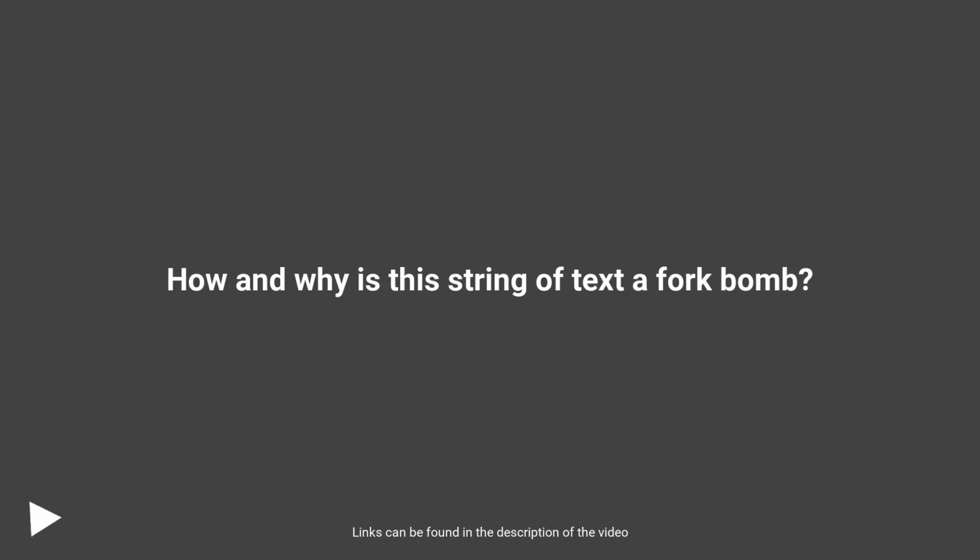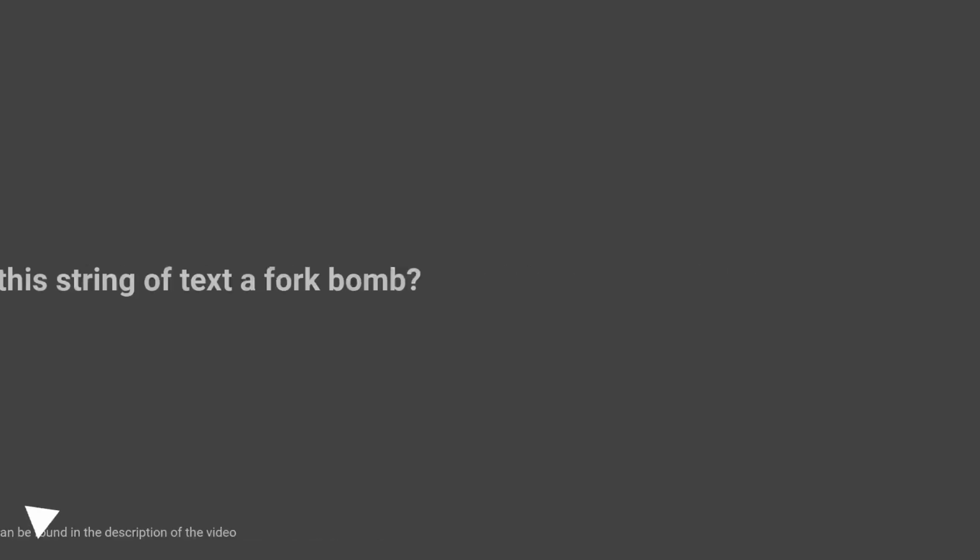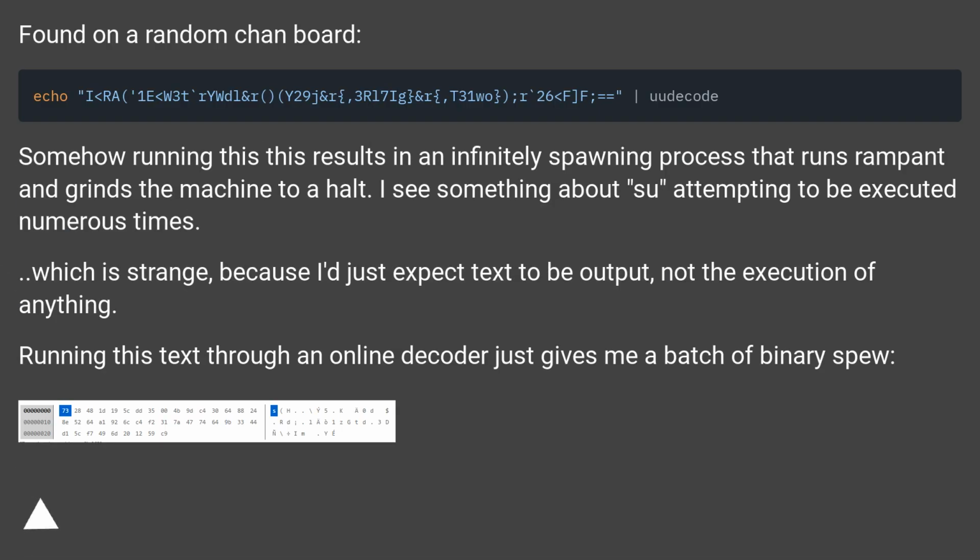How and why is this string of text a fork bomb? Found on a random chan board. Somehow running this results in an infinitely spawning process that runs rampant and grinds the machine to a halt.